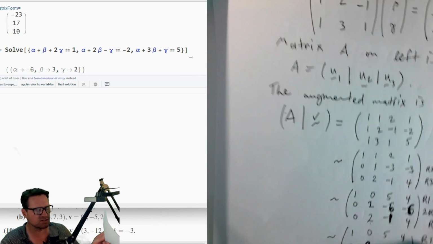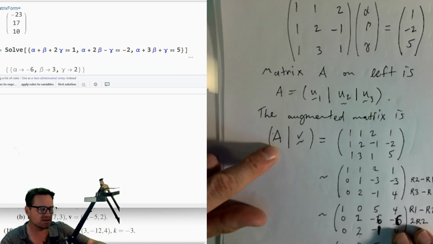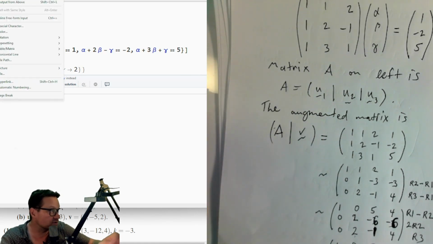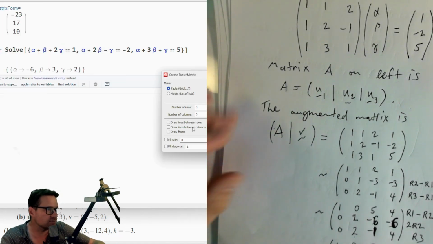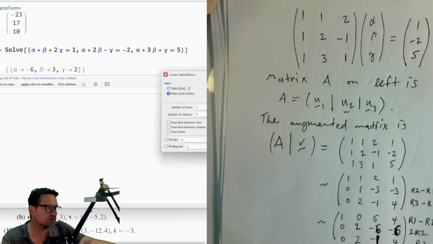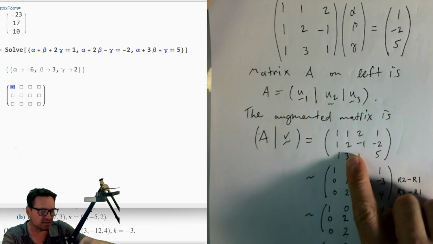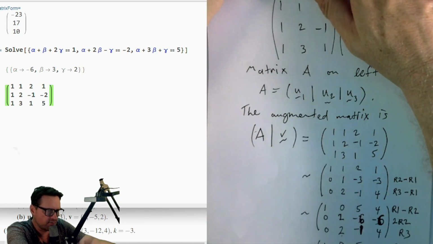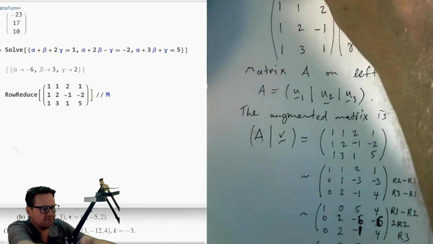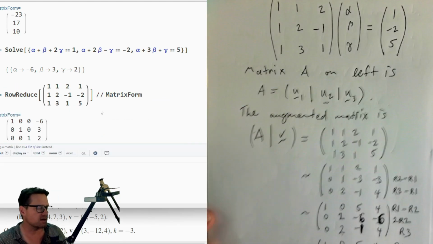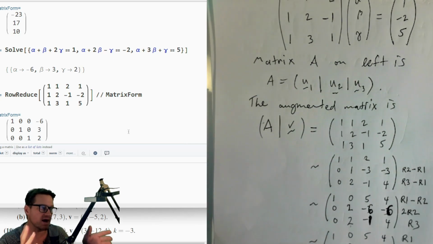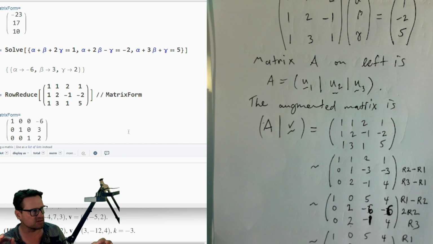Now, another way to do it would be to insert this augmented matrix. So alternatively, now I will go to insert table matrix new, 3 rows, 4 columns. Okay, and then I'll just enter this matrix here. Okay, so the matrix is entered there. Now what I'll do is I'll just write row reduce and then ask to display this as a matrix. Okay, so there we have the row reduced echelon form of that matrix, and the right hand column tells us that alpha is -6, beta is 3, and gamma is 2.